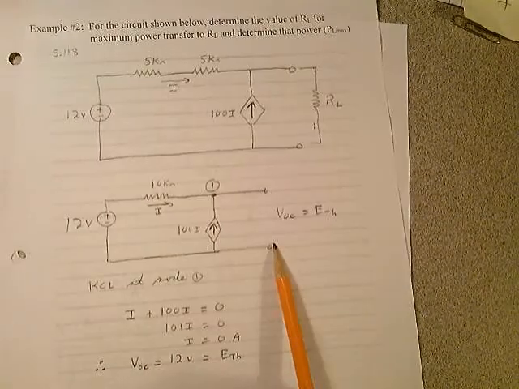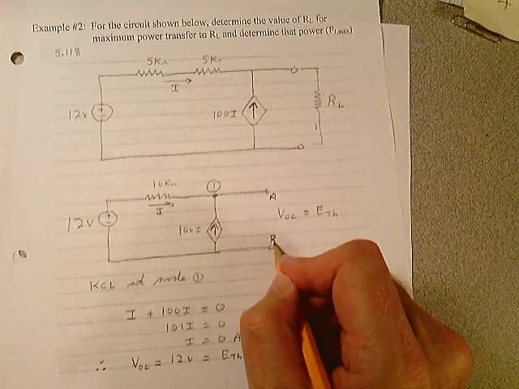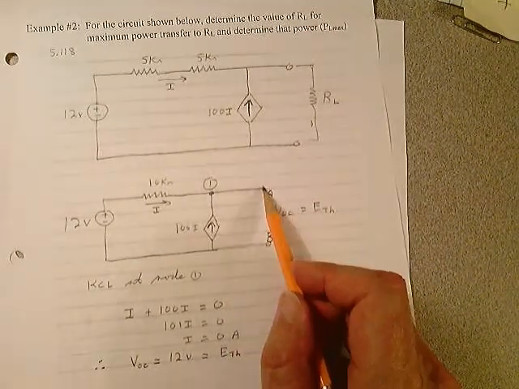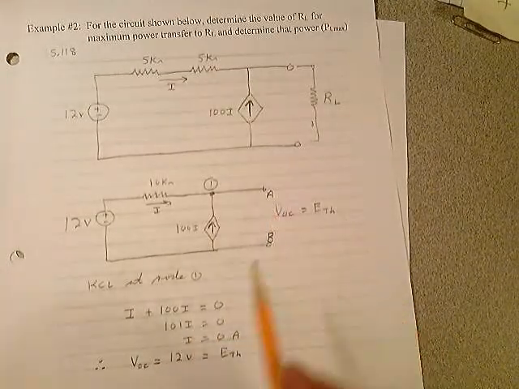With that load resistor removed, label the terminals. What I want to do is find that open circuit voltage between A and B. That's going to be my Thevenin voltage between there and there.